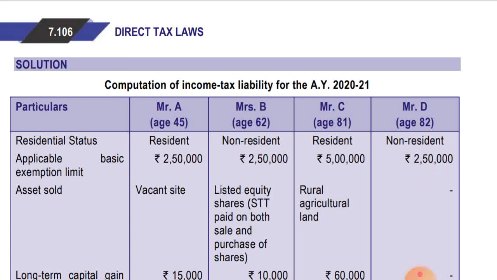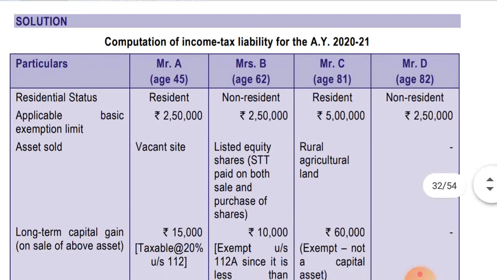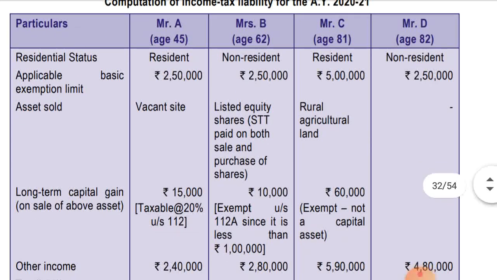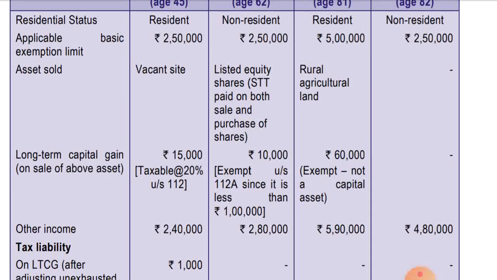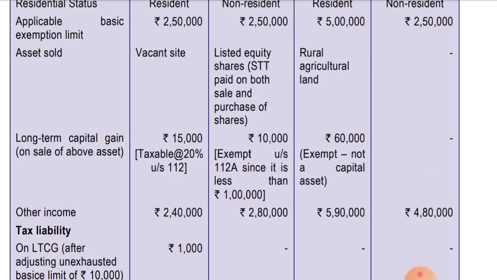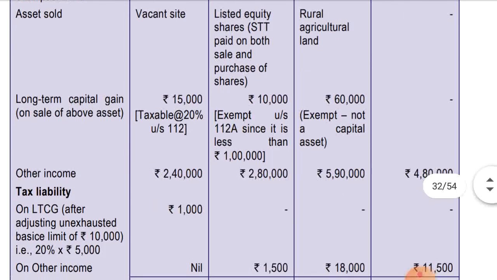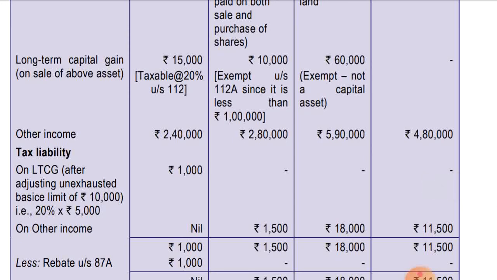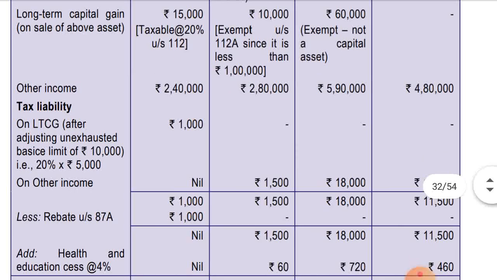Mr. B, aged 62 years, is a non-resident, and basic exemption is 2,50,000. Listed equity shares, STT paid on both purchase and sale of shares. Long-term capital gain 10,000, exempt under section 112A since it is less than 1 lakh. Okay, other income is 2,80,000. On 2,80,000, less 2,50,000 basic exemption, that is 30,000. On 30,000 he will have to pay tax at the rate of how much? 5%. Okay, on 30,000 you have to pay 5% tax, that is coming to 1,500. He will not be getting relief as he is a non-resident.